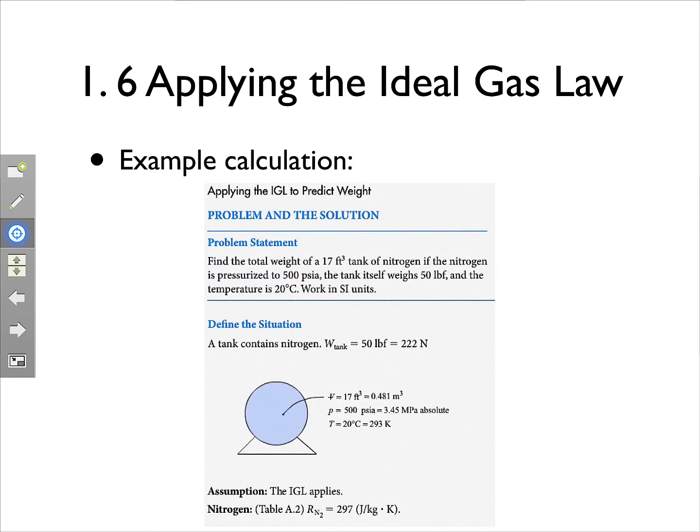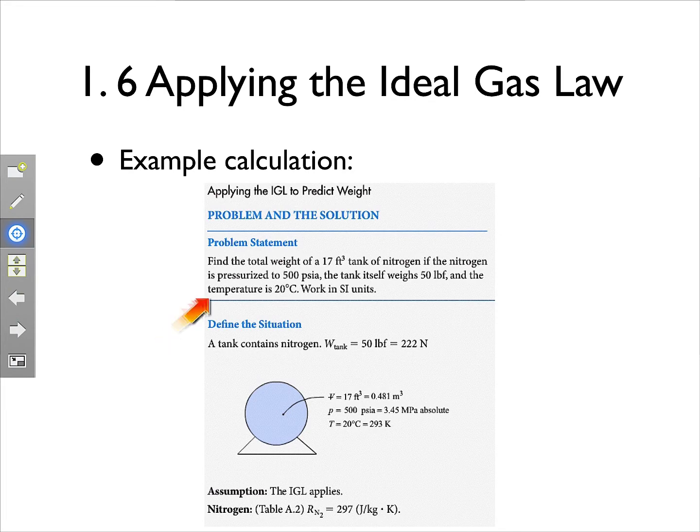So let's do an example problem. Let's just read through this. I would encourage you to take a look at this problem in the book, because it shows a step-by-step method of how to solve engineering problems. It has a good example of how to approach a problem like this.